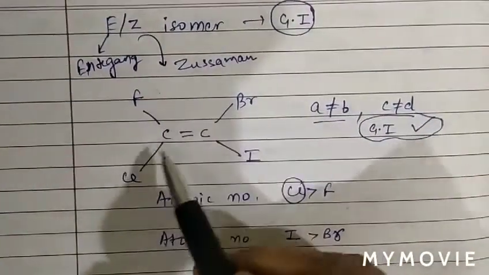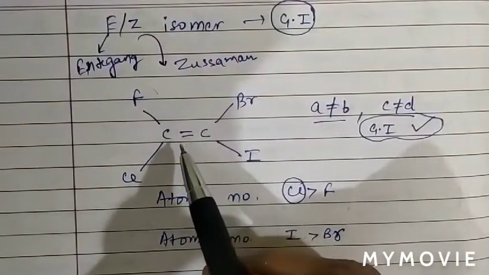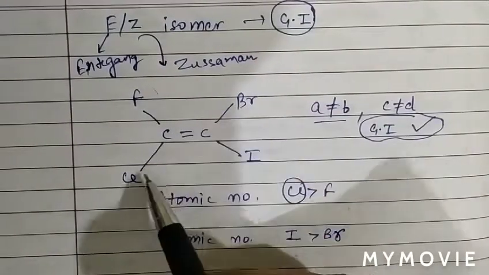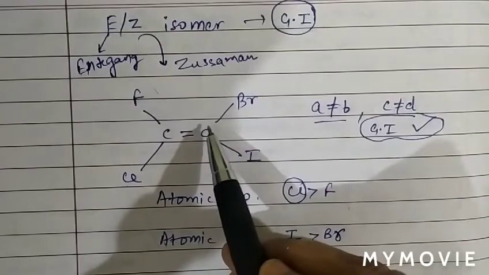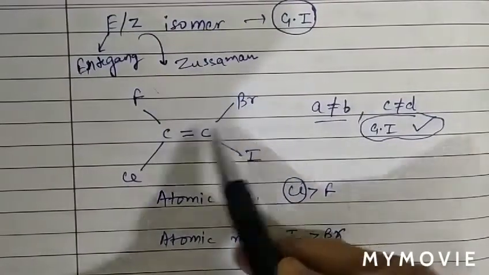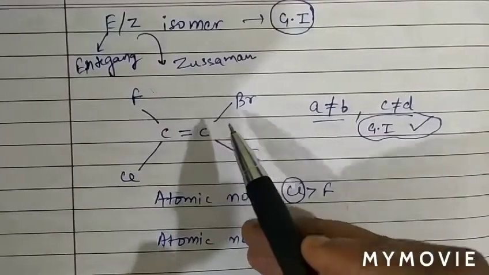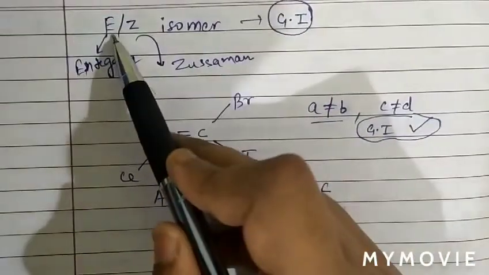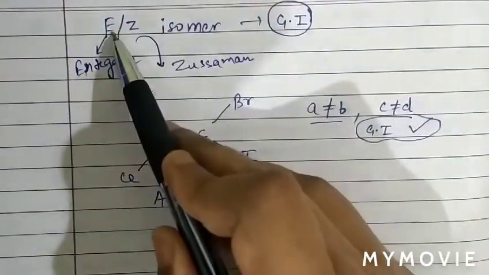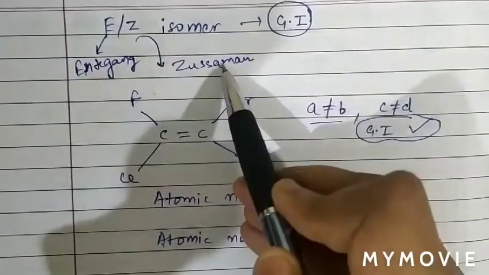As all groups are different, it cannot show cis and trans, because for cis and trans at least one group or atom must be the same. But here all groups are different, all atoms are different. So this cannot show cis or trans isomer. So this can show geometrical isomerism of type EZ isomer, entgegen and zusammen.